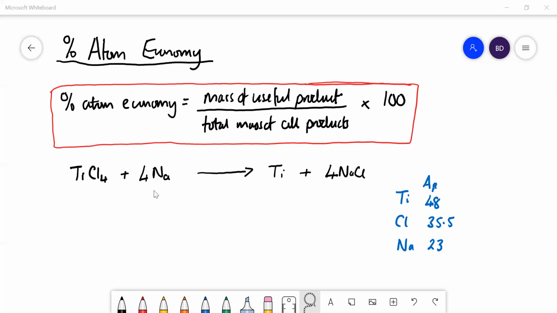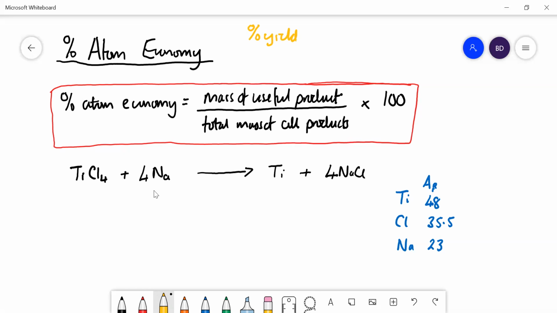In this video, we're going to learn how to work out percentage atom economy. And by the way, don't confuse this with percentage yield. It's different, okay? And there's another video on percentage yield if you're wondering what that is.